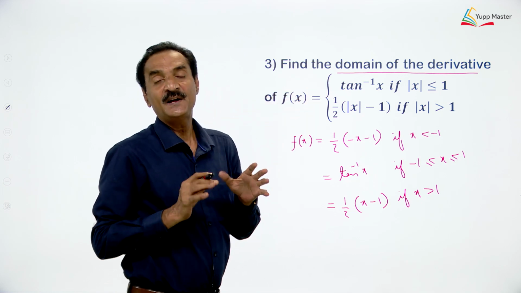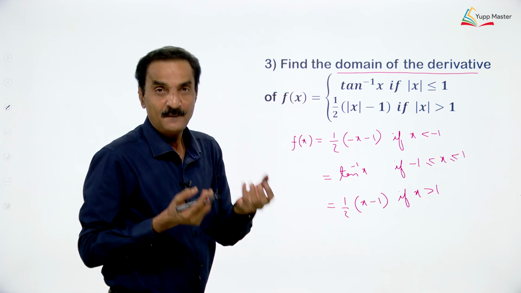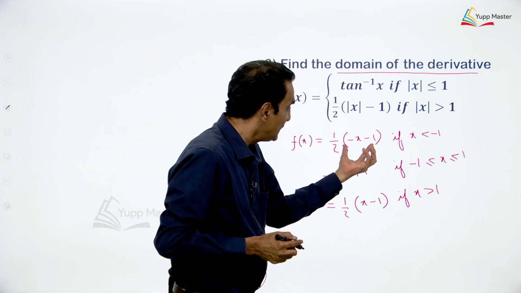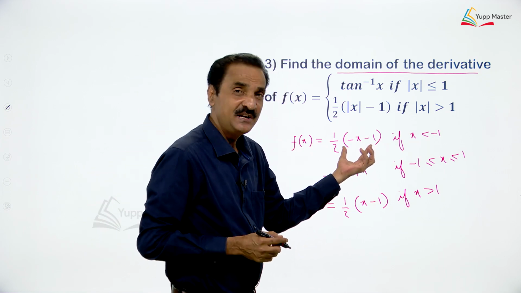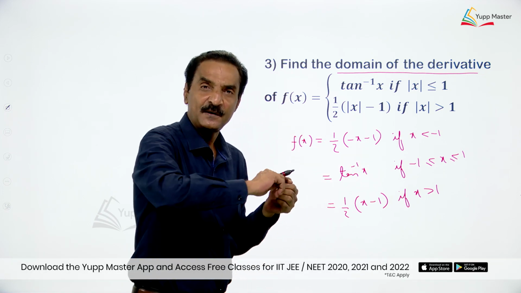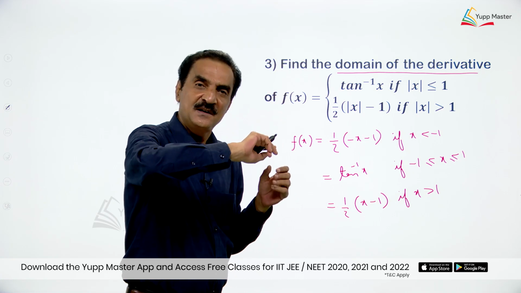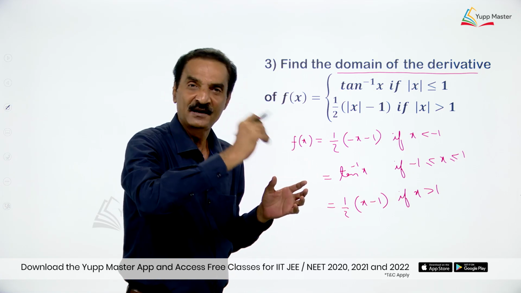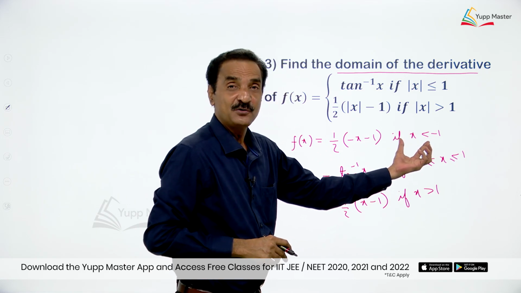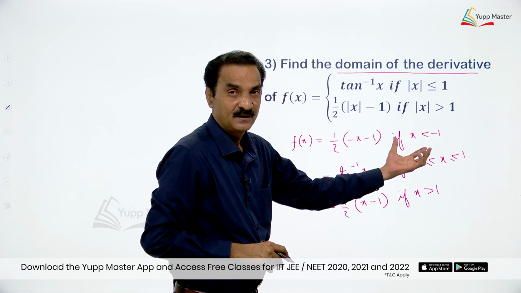Now, we want the interval where it is differentiable. Okay. If you take this interval, this is a linear function. A linear function is differentiable everywhere. The graph of a linear function is a straight line. It is differentiable everywhere. It will have a slope at every point. So, in the interval minus infinity to minus 1, it is differentiable.